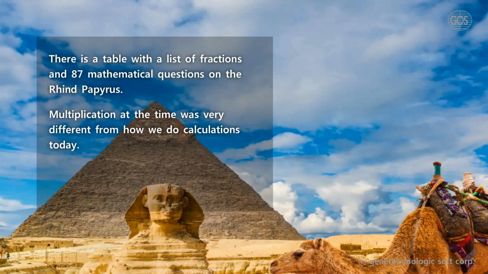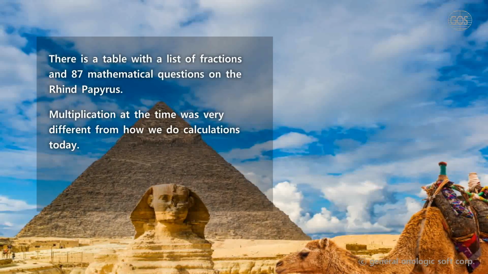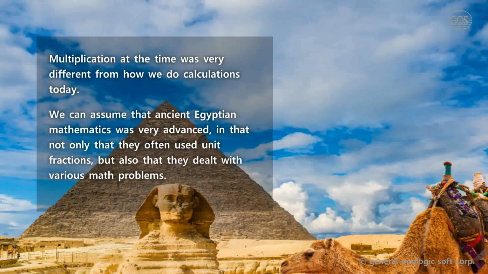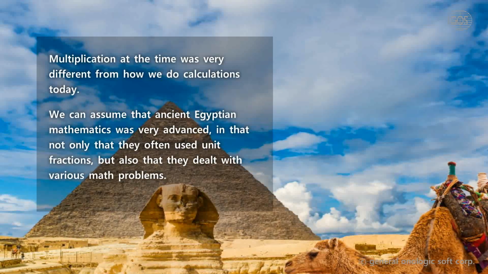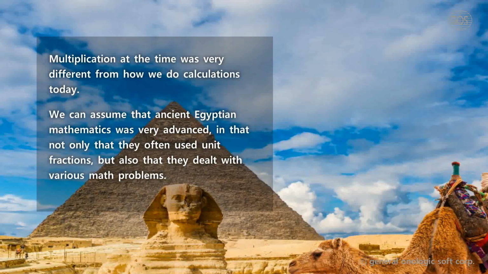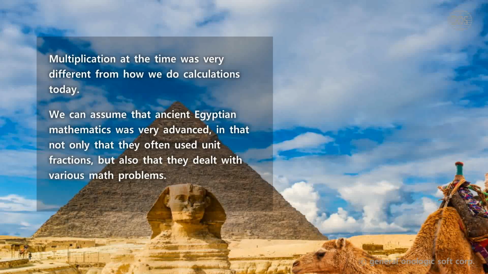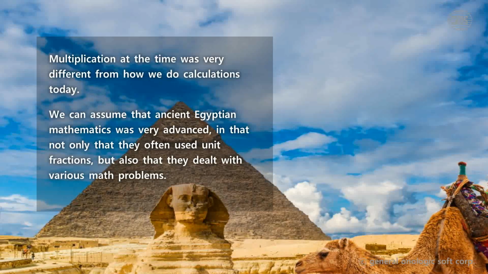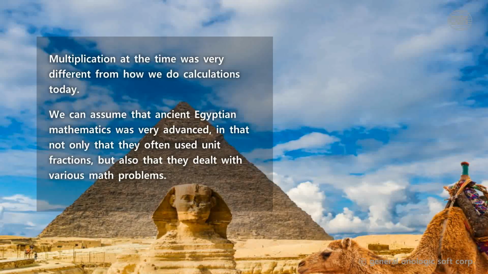Multiplication at the time was very different from how we do calculations today. We can assume that ancient Egyptian mathematics was very advanced, in that not only did they often use unit fractions, but they also dealt with various math problems.